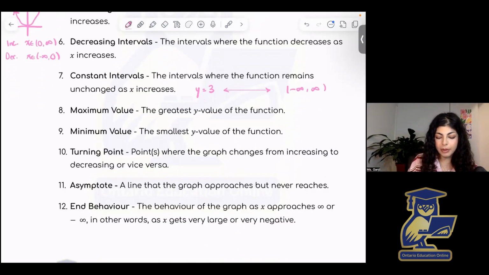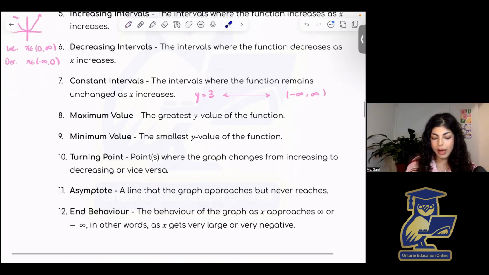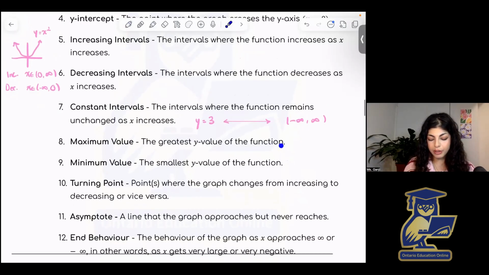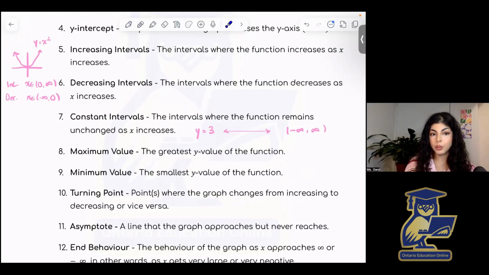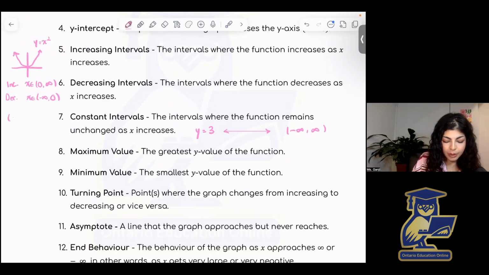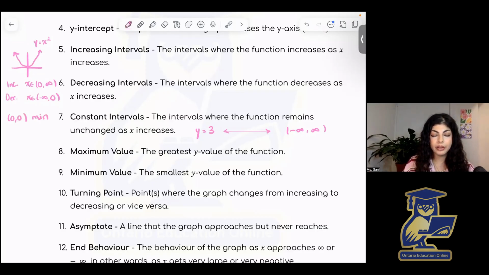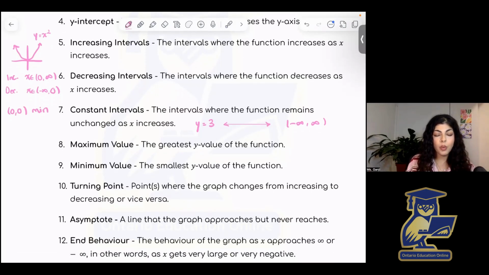Then we look at maximum and minimum value. So maximum value is the greatest y value of the function, where minimum is the smallest y value of the function. This can be defined on intervals as well. But for example, our quadratic function, y equals x squared, we know that the point 0, 0 is a minimum, right? Because that's the lowest y value of the function. And alternatively, if I do y equals negative x squared, then 0, 0 will be my max because that will be the maximum output of that function.